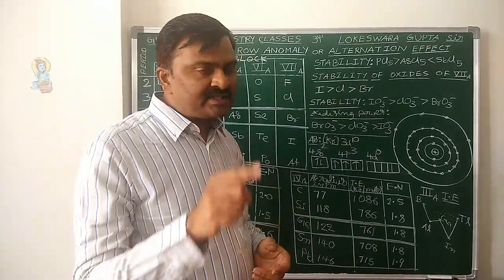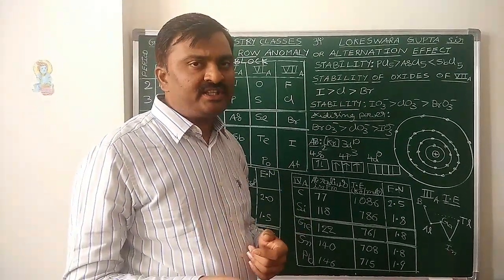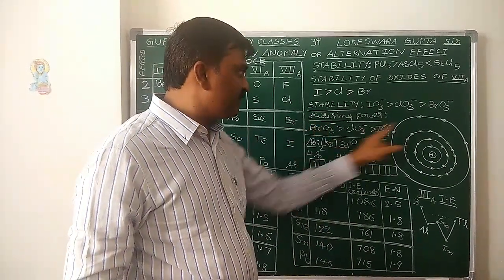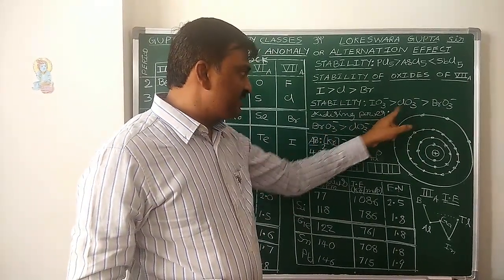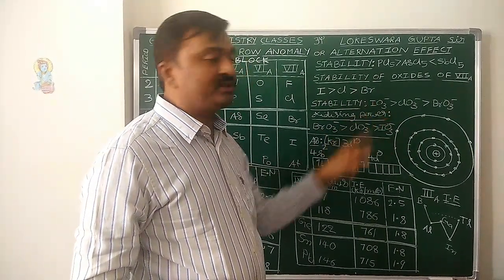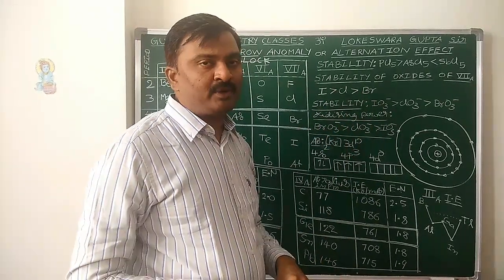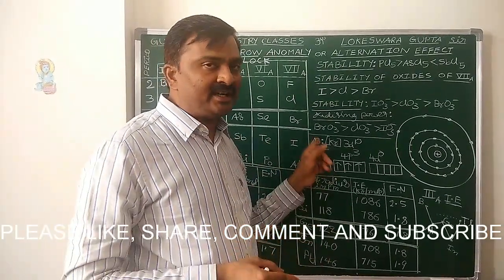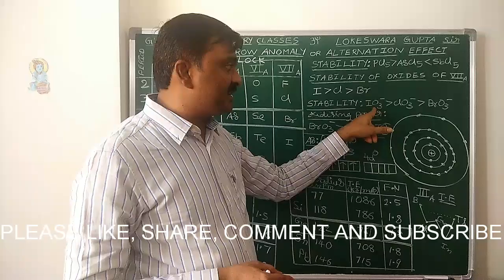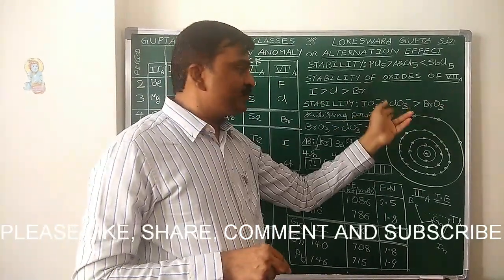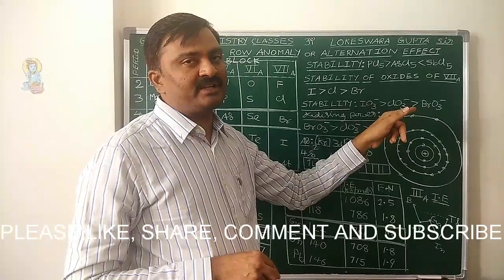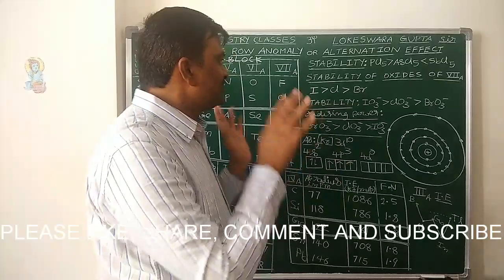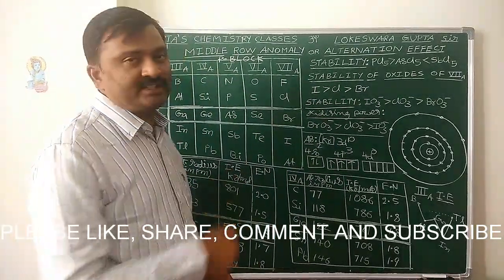Now see, for oxides and oxyacids, if the stability decreases, then oxidizing power increases. So oxidizing power order: BrO3 minus greater than ClO3 minus greater than IO3 minus. So it is the oxidizing power order. Of course, in their reactivity, the order is different. That reactivity order: IO3 minus greater than BrO3 minus greater than ClO3 minus. For that reason, it is not the right time to discuss. So, students, it is the middle row anomaly.